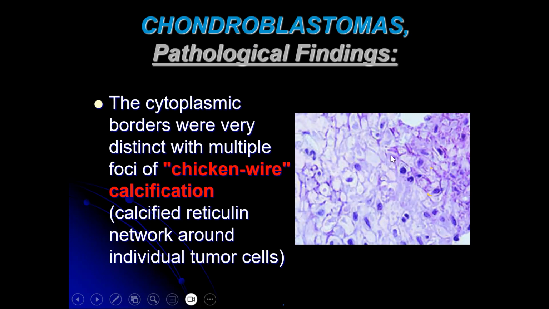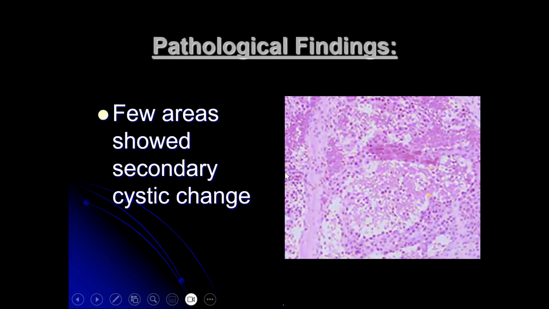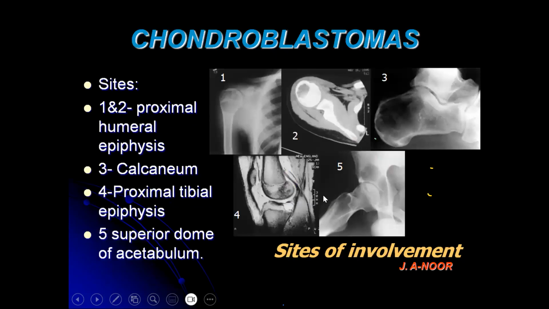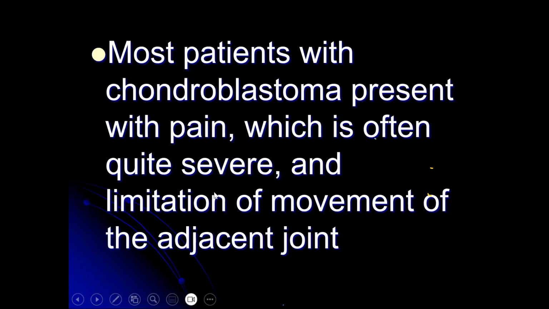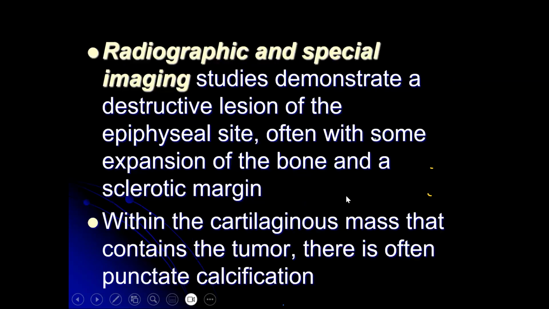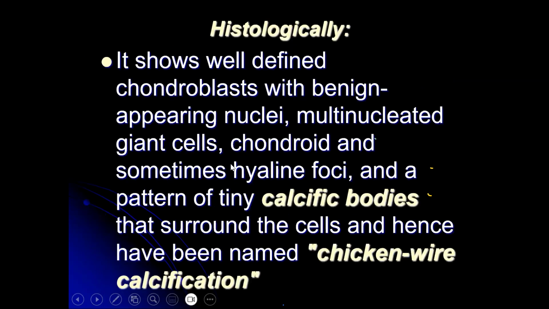So you have to, while in giant cell tumors, aneurysmal bone cysts, and other fibrous lesions, they do not, because these can occur in the same region. So most patients with chondroblastomas present with pain, which is often quite severe, and limitation of movement of the adjacent joint. It involves the epiphyseal region, and there can be zones of calcification of cartilage within the lesion. So you have to keep this in mind.